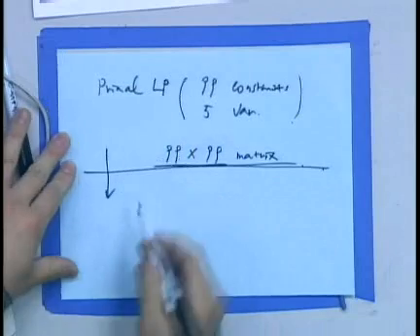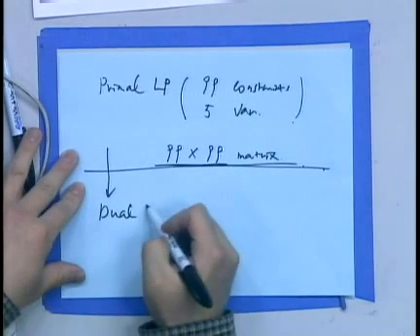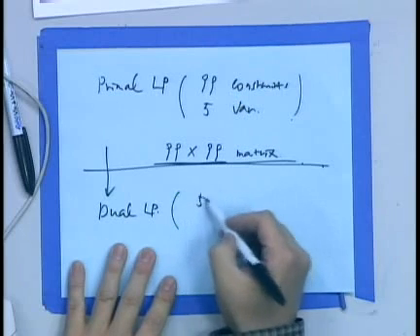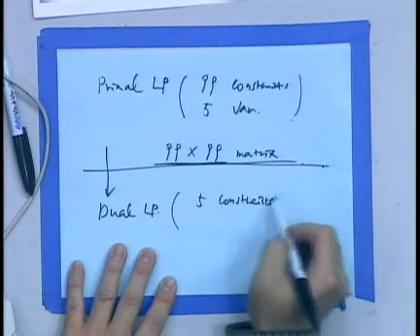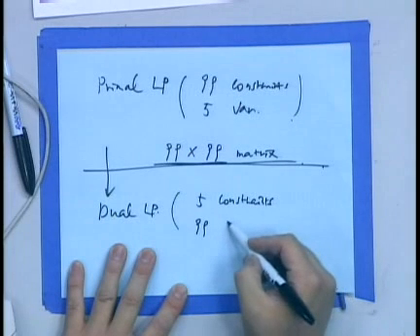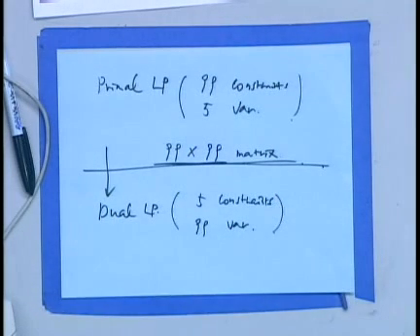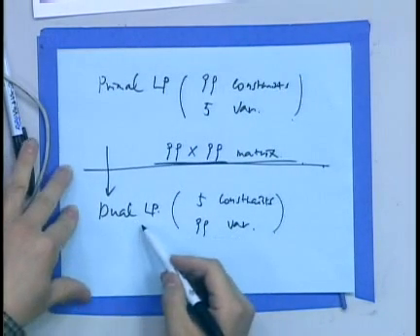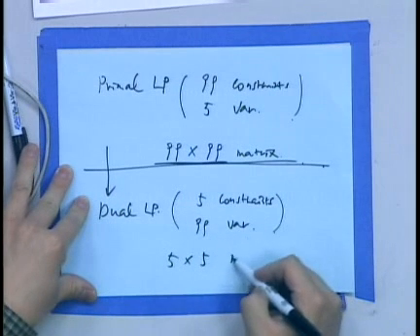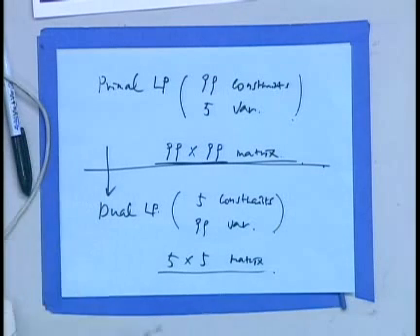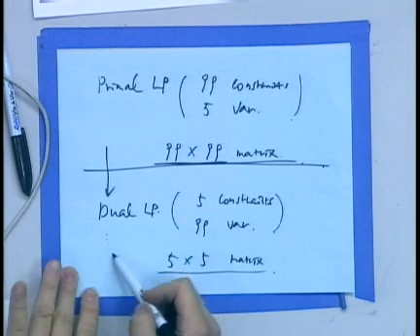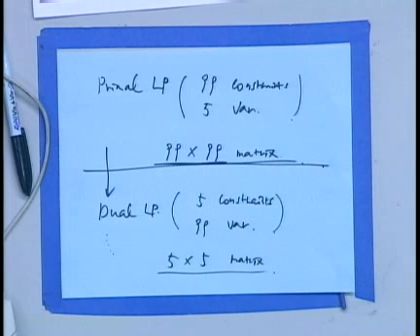And in this case, the LP dual has only 5 constraints, but 99 variables, okay? Then all the basis inverse matrices for the dual problem will be 5 by 5 matrices, okay? So which one do you want to solve in that case? It will be much easier to solve the dual problem than to solve the primal problem if you want to use the revised simplex method. Okay?